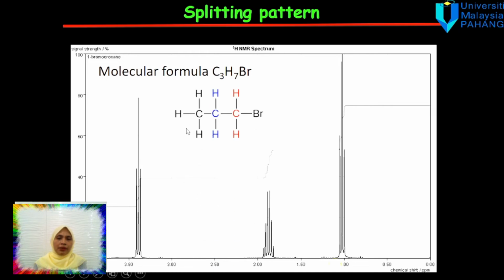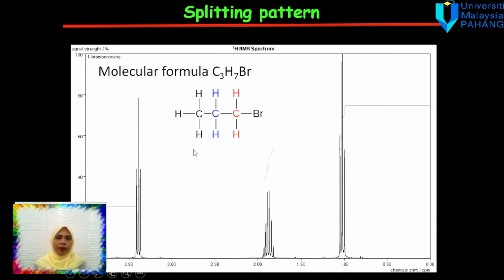See this example. They have 3 different environments of protons, and how can we identify the position of the signals, which one appears upfield and which one appears downfield? In this case, the closest to the bromine atom is this methylene group, which becomes more downfield, followed by this signal, and the last one will be the methyl signal.